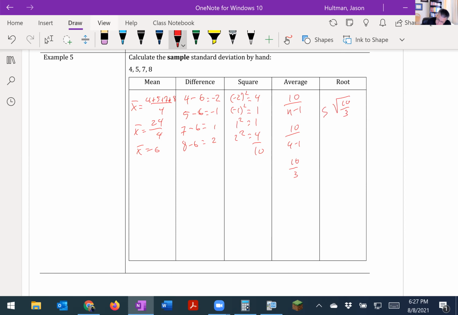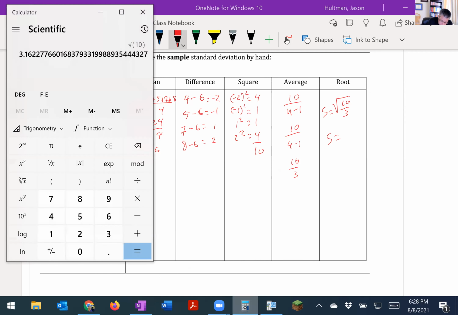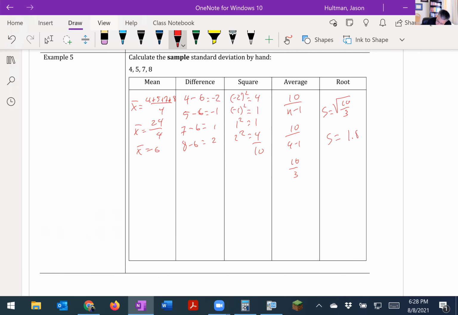And that's going to give me my S. My sample standard deviation is going to be S, and that's going to be the square root of 10 divided by 3. So let's do that. We want to do the 10 divided by 3 first, because everything's under the square root here. So 10 divided by 3, and then I want to square root it. And it becomes 1.826. Or we'll just say that it's 1.8 approximately, after rounding correctly.